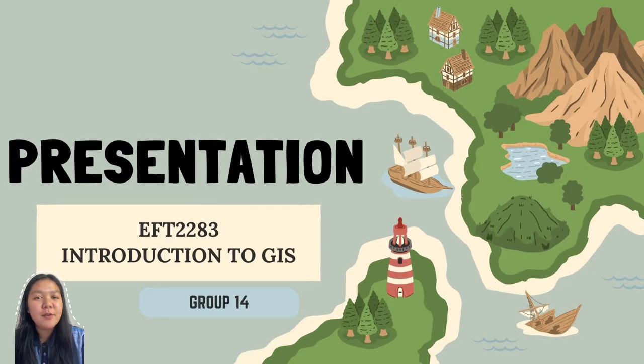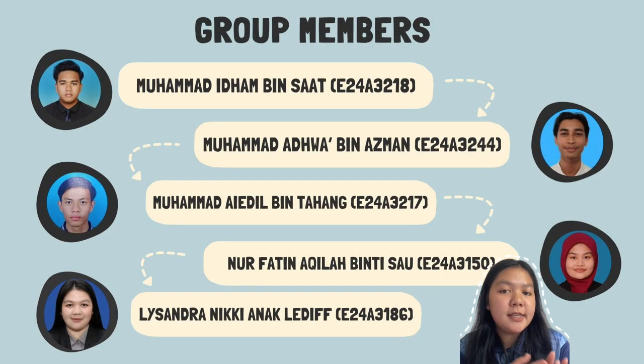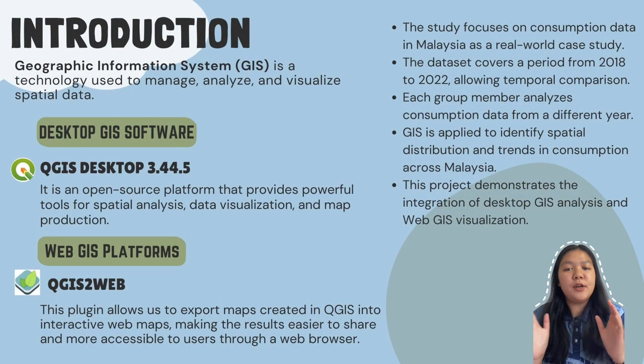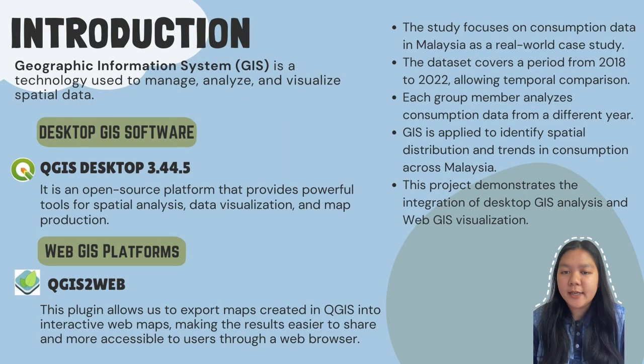Hi everyone, I will present our project which focuses on the application of Geographic Information System or GIS in analyzing consumption data in Malaysia. Geographic Information System or GIS is a technology used to manage, analyze, and visualize spatial data. It allows us to understand patterns, relationships, and trends that are otherwise difficult to detect.